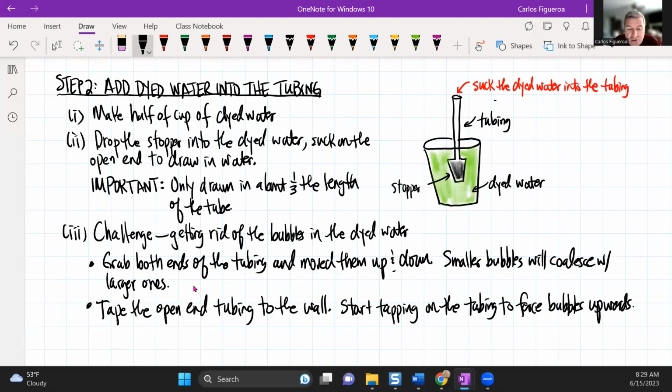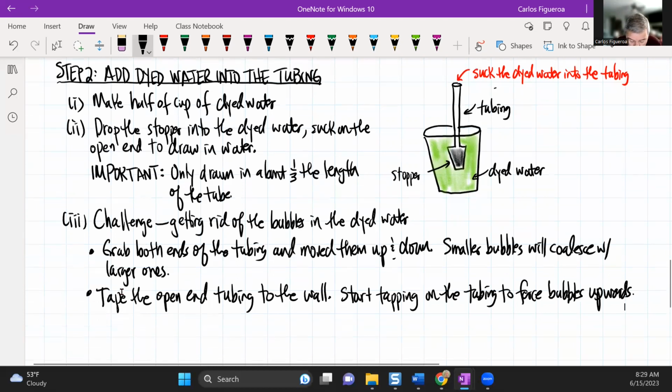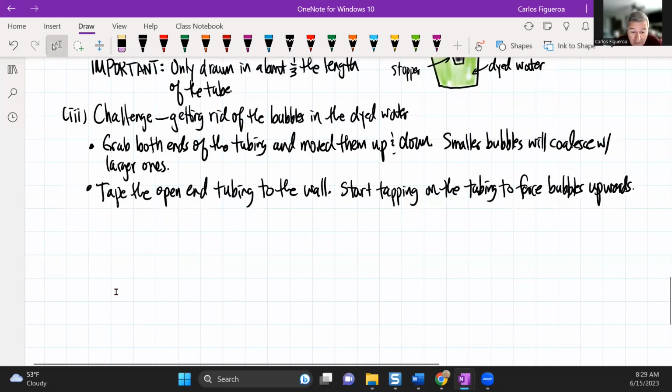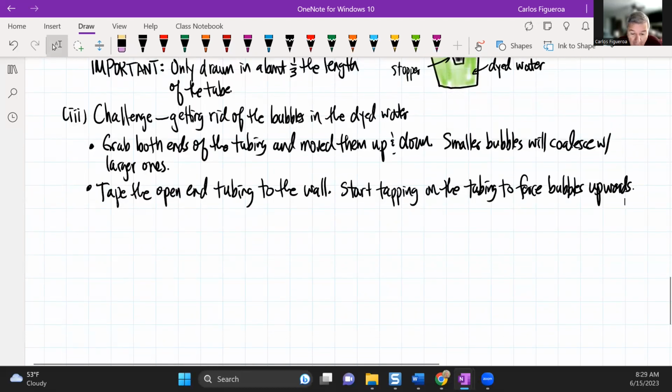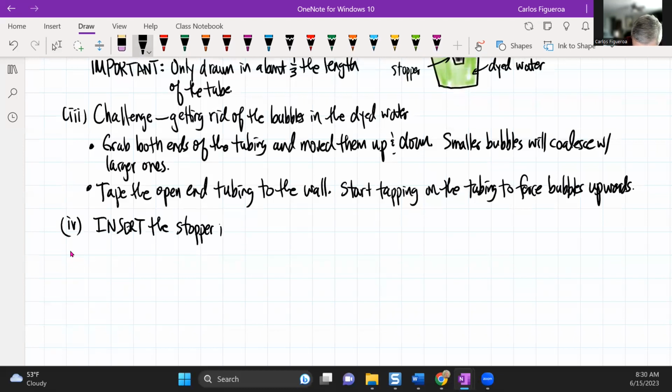And you'll see by doing this process, you'll remove a lot of the bubbles here. So now what you want to do next is insert the stopper into the canister. Okay, you want to insert the stopper into the canister.